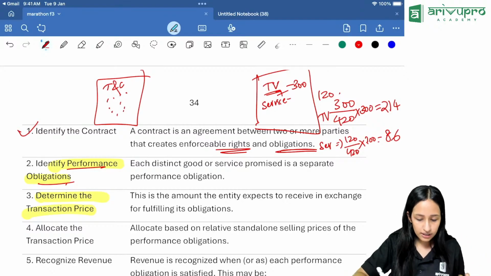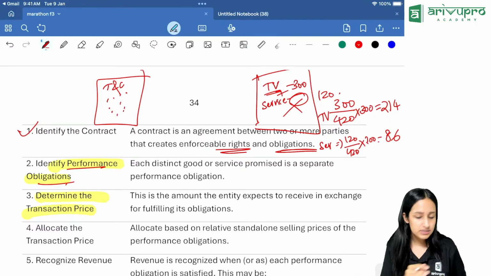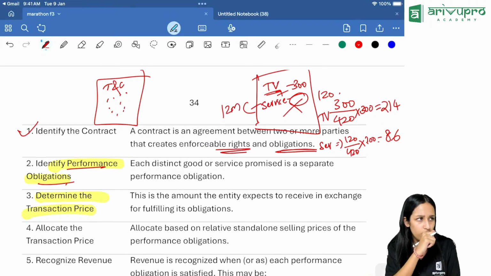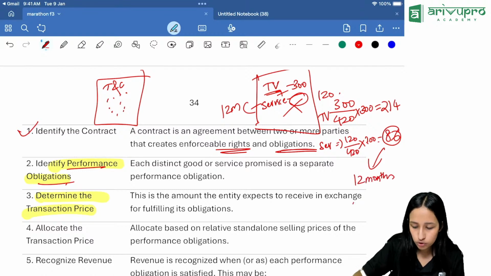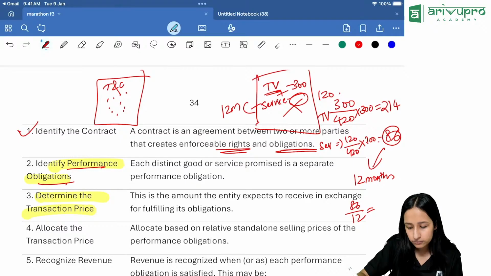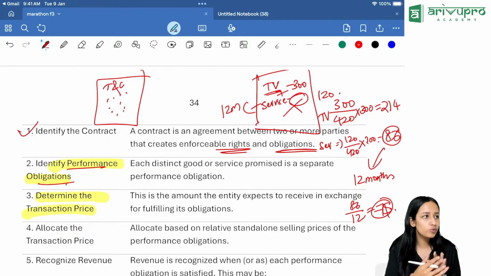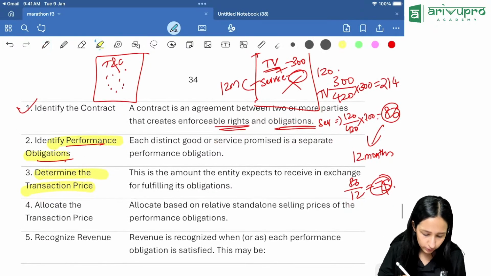Got it? So if the amount is not given, even if it was free, you will look at the standalone price of it and figure out how much part of it could be allocated to the service. And let's say service is for 12 months. Immediately you cannot recognize all of it. Every month you recognize a percentage. So if it is 86 for 12 months, you'll have 86 divided by 12, which is almost 7 point something. So I'm just going to say 7. Every month you will recognize $7 as your revenue. You will not recognize 86 as your total revenue in the beginning. Got it? That is allocating the transaction price.